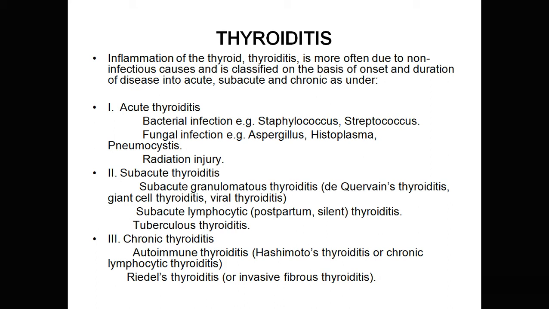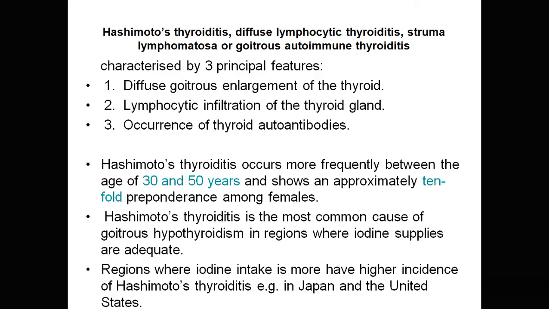Subacute thyroiditis is called subacute granulomatous thyroiditis, or De Quervain thyroiditis, and also includes postpartum or silent thyroiditis. In the case of chronic thyroiditis, there is Hashimoto's thyroiditis and Riedel's thyroiditis. Riedel's thyroiditis is called fibrosing thyroiditis, or invasive fibrous thyroiditis. So one by one we discuss, starting with Hashimoto's thyroiditis.